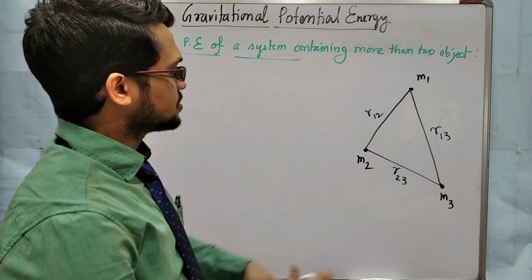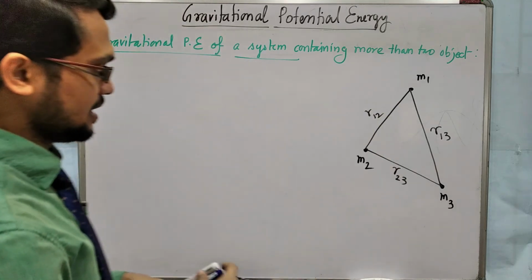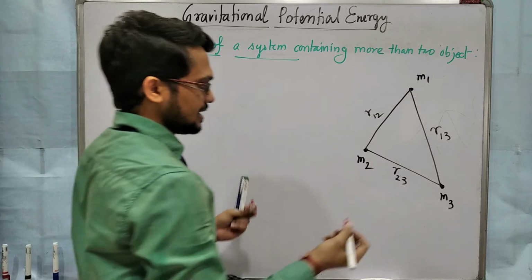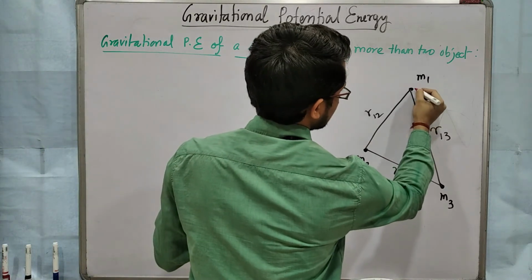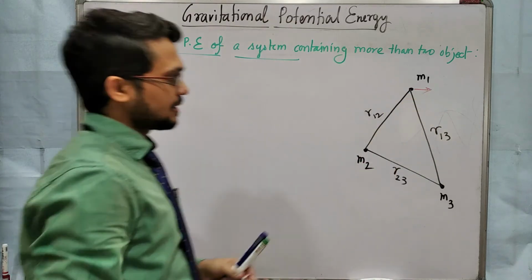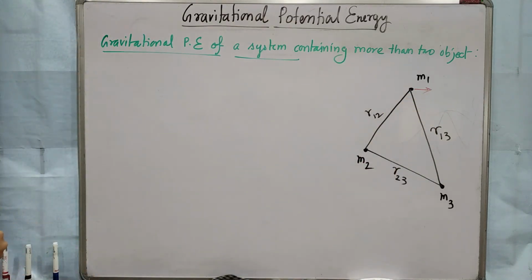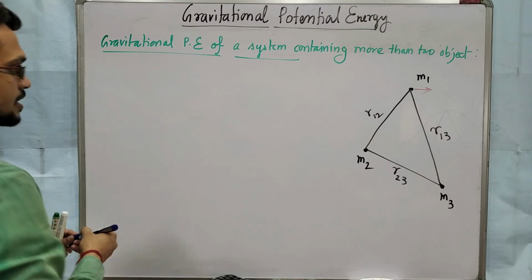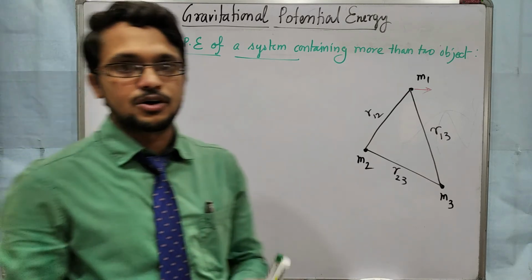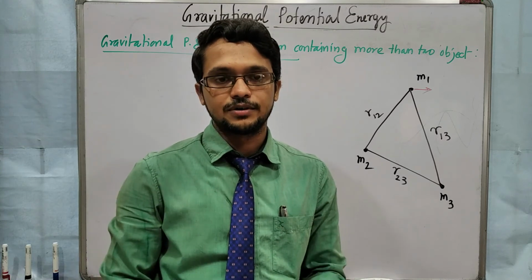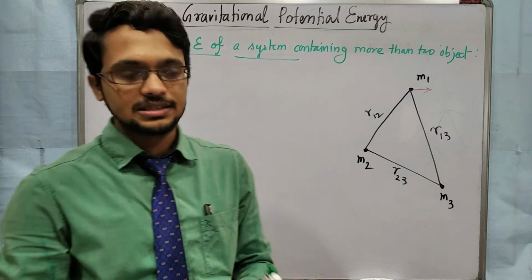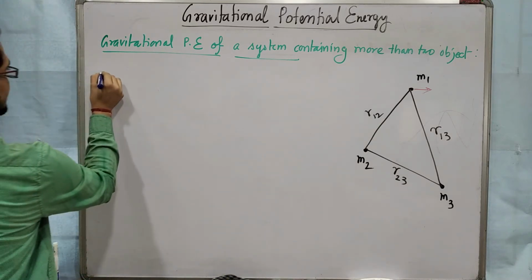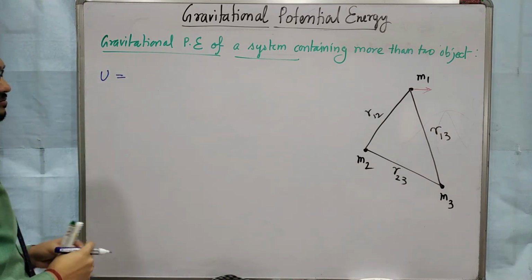So suppose for this system, what will be the gravitational potential energy? Forget about the planet now. Take any one as the planet, suppose this one. So how will you do this? Here we will not derive, we will understand the concept. We know the formula for two objects, right? So we will use this. So here the total potential energy U will be what?